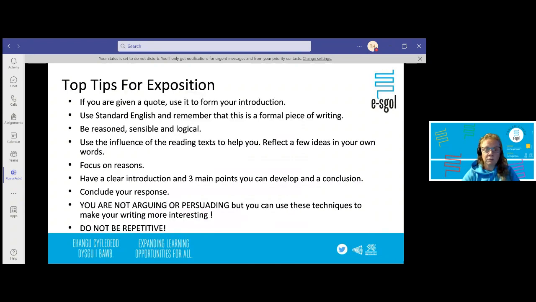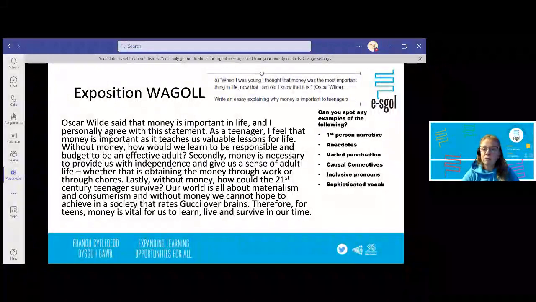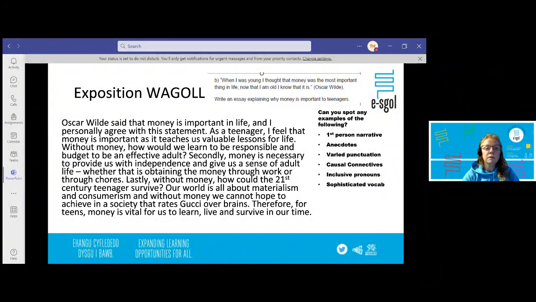And there you've got some top tips, making sure you use the quote, using standard English, it's quite a formal piece of writing, making sure that you're sensible and logical, and obviously using the reading text to help you. If you choose to do this essay task, your information, your facts can come from the reading section, and that is fine. There's a good example, all right? So a good example of one of the waggles on why money is important for teenagers. And again, some useful techniques you might want to use.